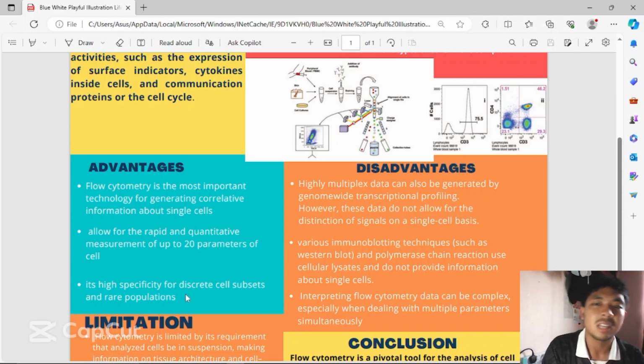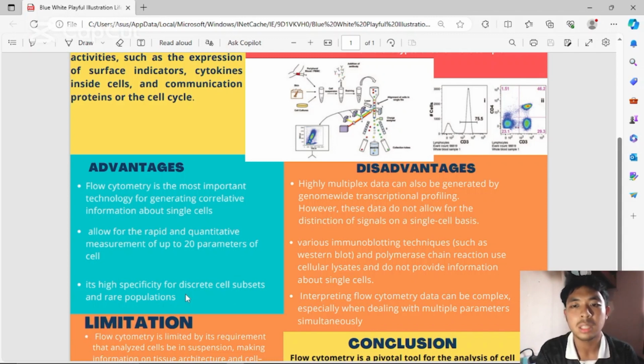And then for the disadvantages, highly multiplex data can also be generated by genome-wide transcriptional profiling. However, this data does not allow for the distinction of signal on a single-cell basis. And various immunoblotting techniques such as Western blot and polymerase chain reaction use cellular lysates and do not provide information about single cells. And interpreting flow cytometry data can be complex, especially when dealing with multiple parameters simultaneously.